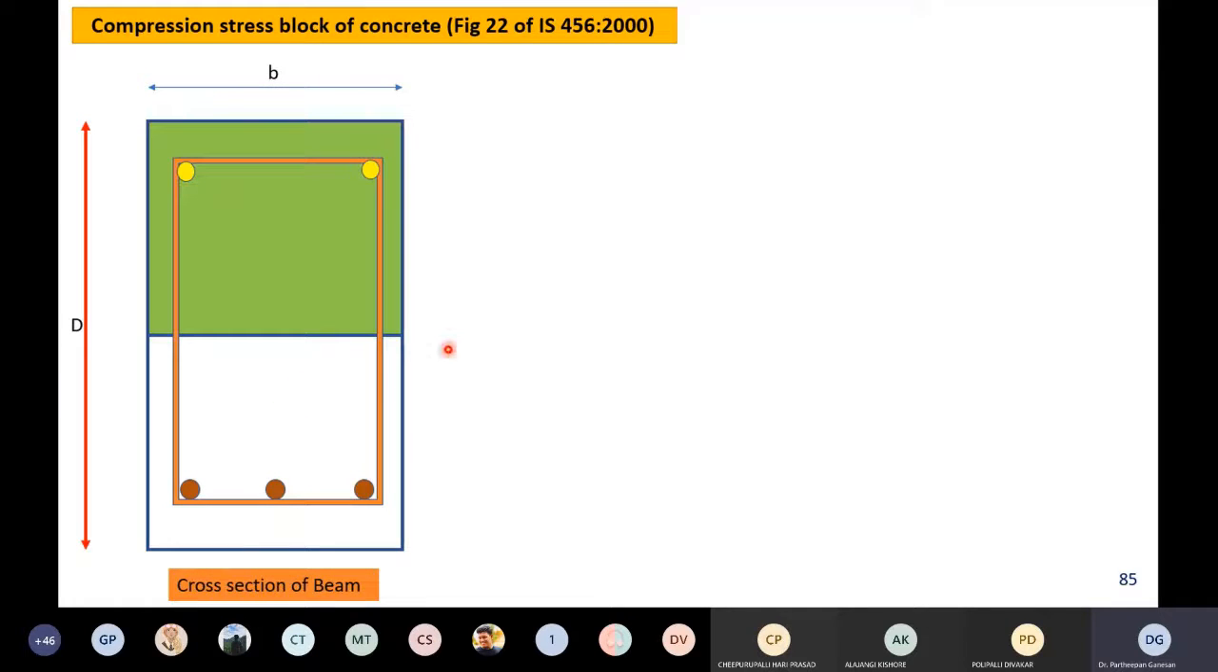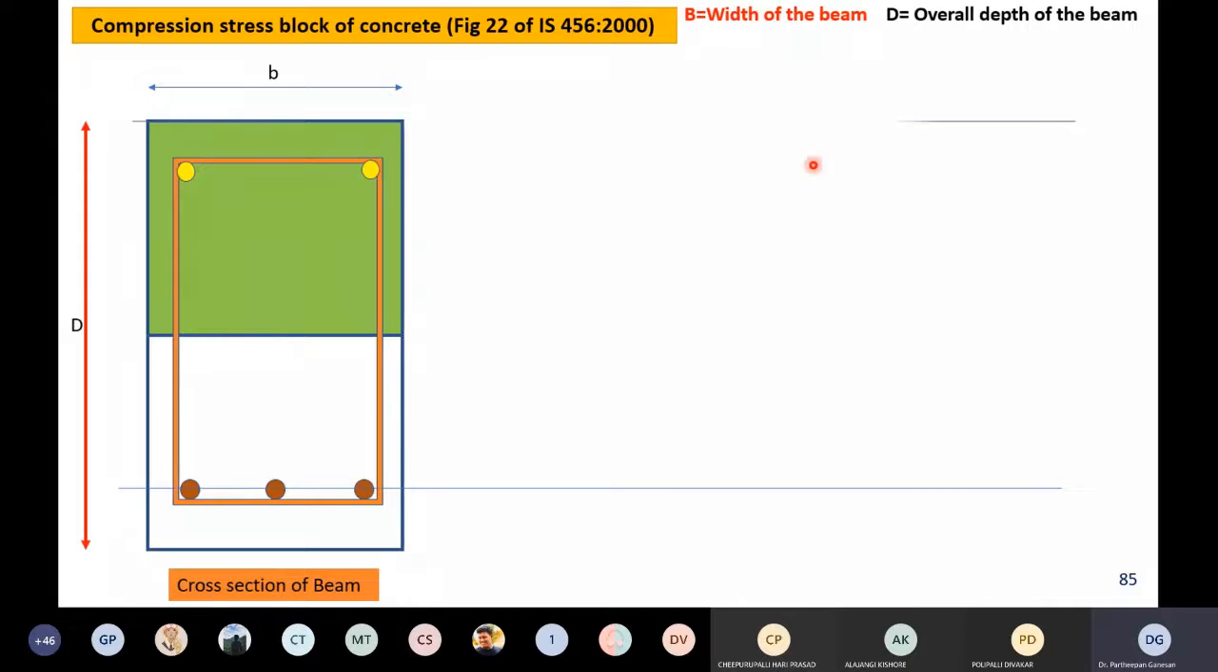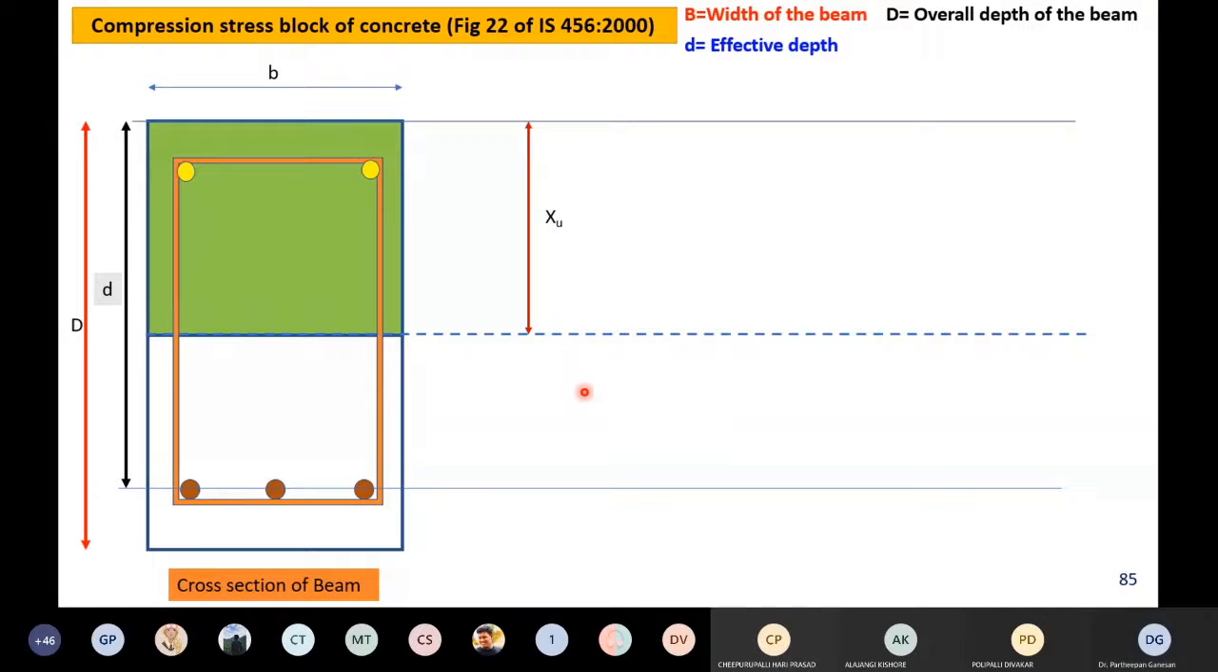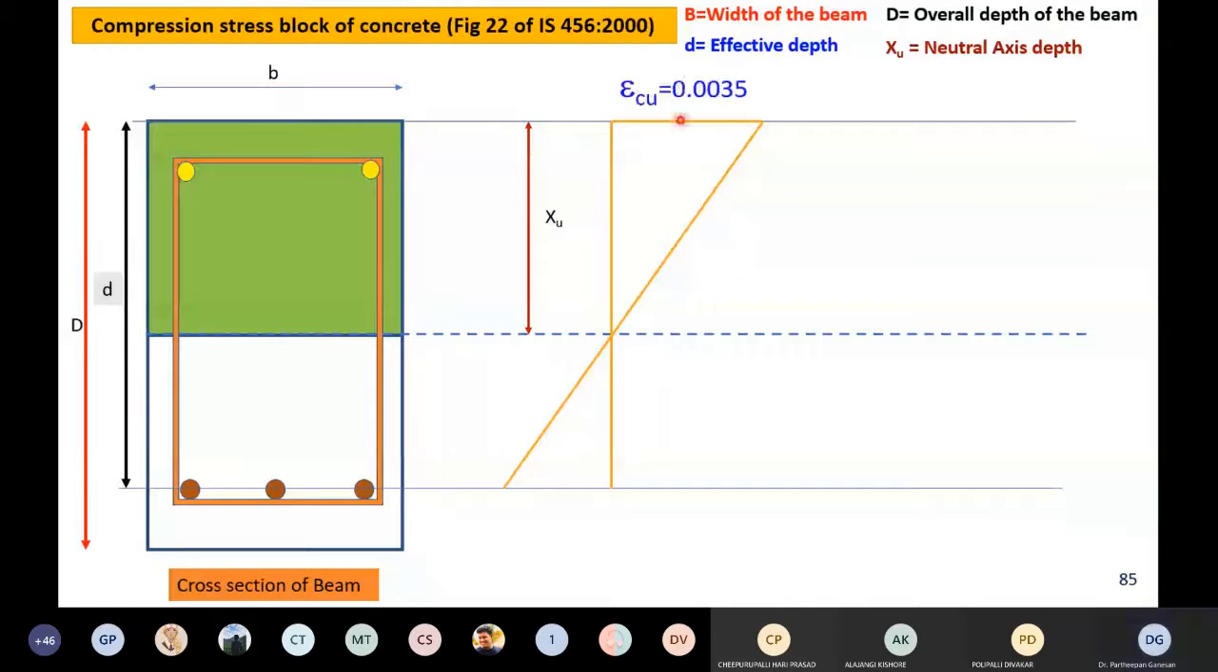So again, this is the cross section of the beam. Now this b should be a small b, it's not a capital B. It is the width, D is the overall depth of the beam, and this small d is the effective depth, which we discussed already. This is the neutral axis depth, which is XU. And this is the strain diagram: 0.0035 at the extreme compression fiber, epsilon cu, and this is 0.002, and this strain is epsilon st, the strain in the steel in the tensile zone.